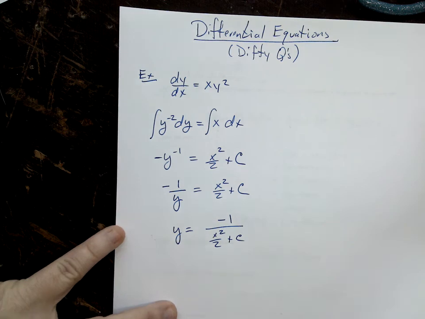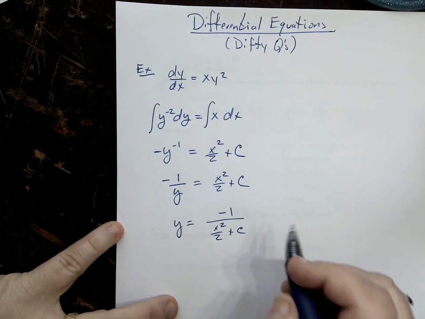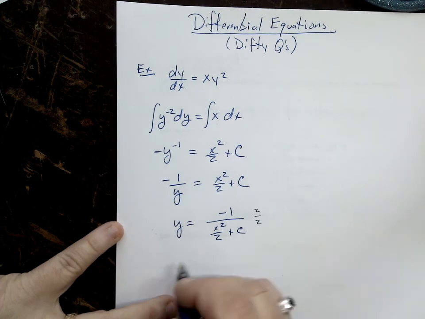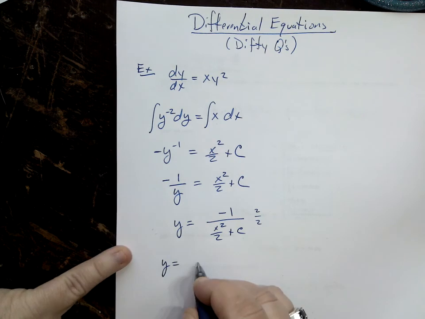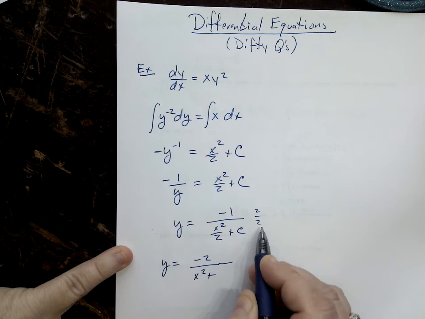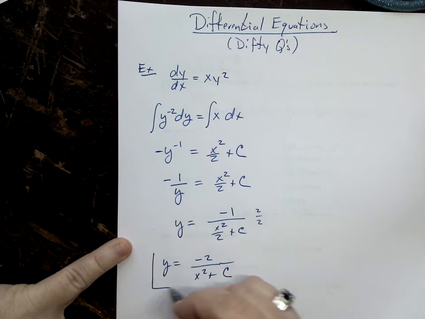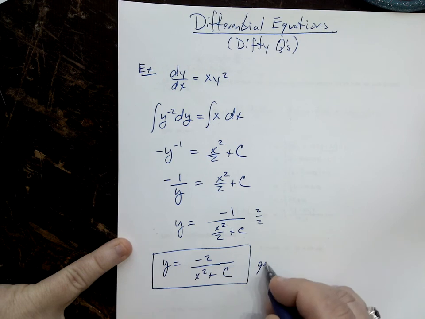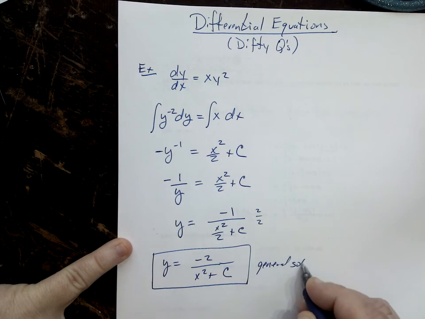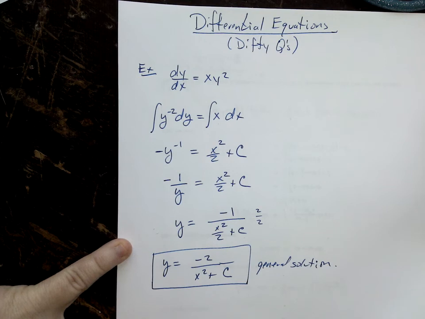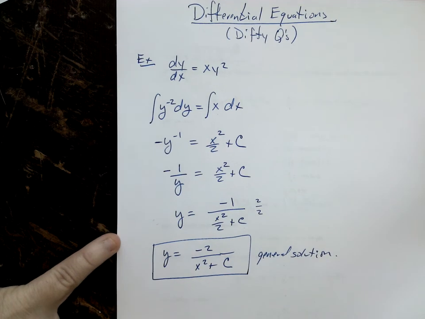I also don't really like that 2 down there. It kind of looks messy. So I'm going to multiply by 2 over 2. So I'll get y is equal to negative 2 over x squared plus, well, 2 times an arbitrary c is still going to be arbitrary, so I'm going to leave that as c. So that is my general solution. And if that's all the information I had, then I'm done.